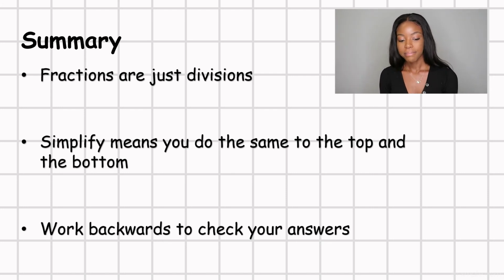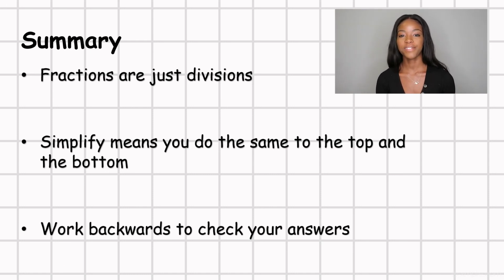The second thing to remember is that simplifying means you do the same to the top and the bottom. So by simplifying, we're not changing the fraction, we're just writing it in its simplest form. So we have to do the same thing that we do to the top to the bottom. And the third thing to remember is just to work backwards to check your answers.